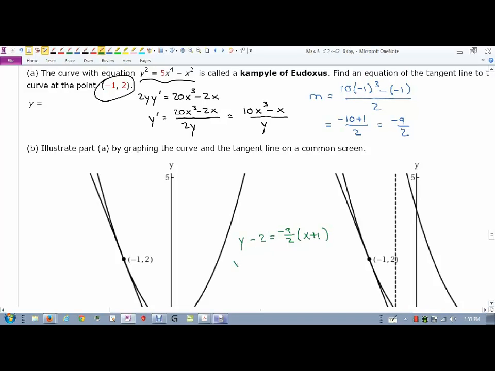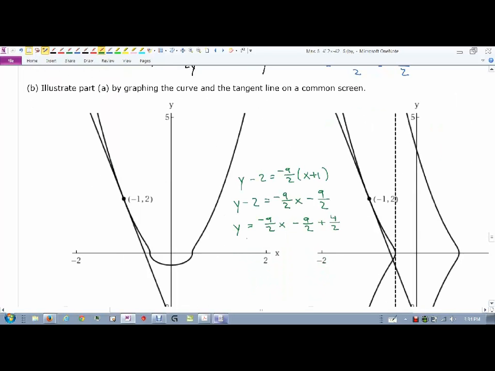Let me go ahead and go all the way with this. Distribute -9/2 through. Let's add 2 to both sides. And when I add 2, it's the same as adding 4 over 2, so we have a common denominator and can add those together. And then that's y equals -9/2 x minus 5/2.